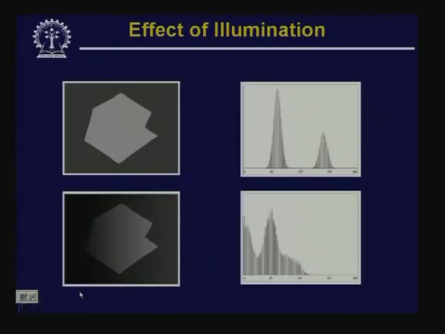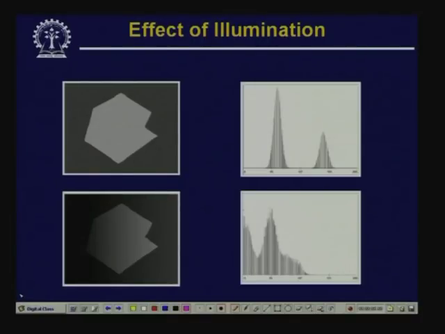In this particular case, on the top we have an image, and if I plot the histogram for this image, it will be as shown on the right hand side. Clearly, this histogram is a bimodal histogram, and there is a valley in between the two modes. These two modes are separated by a deep valley. So, for such a histogram, I can always choose a threshold inside the valley and segment this image successfully. But what happens if the illumination is not proper?